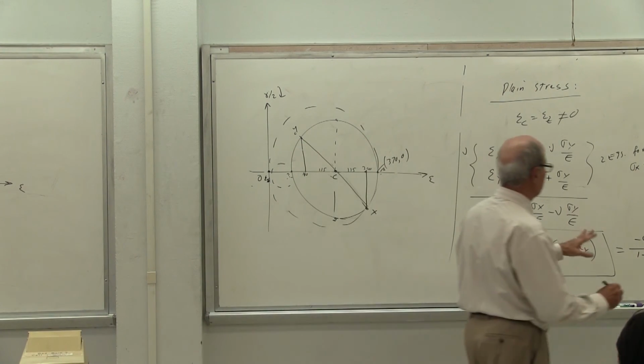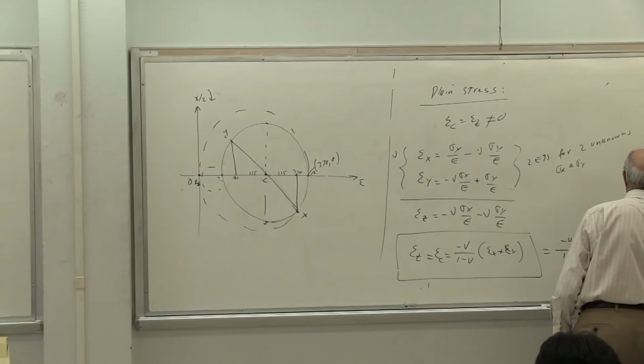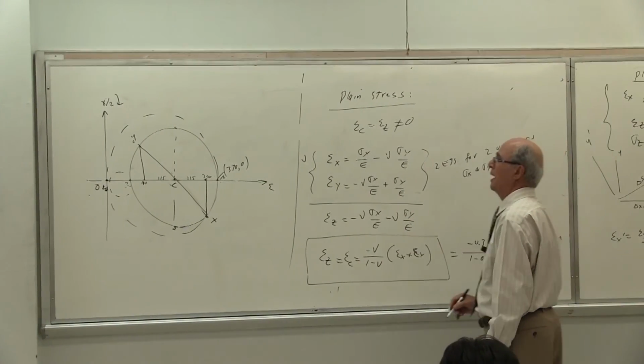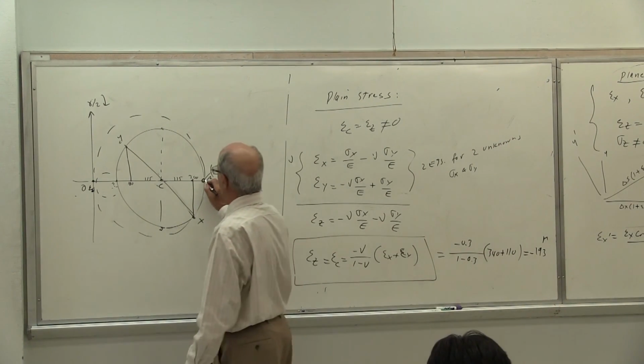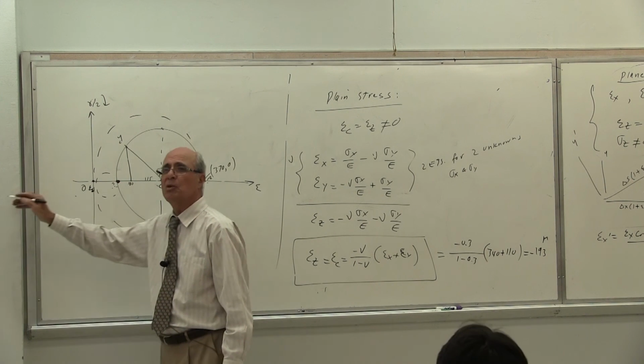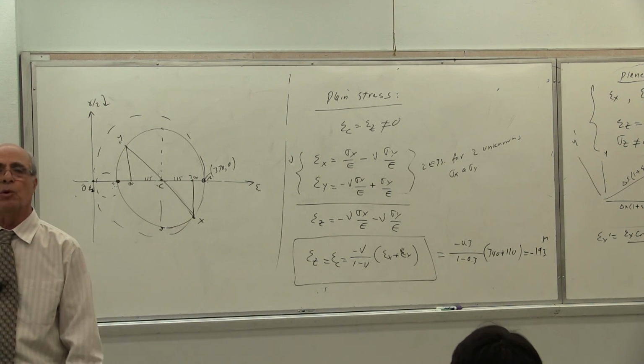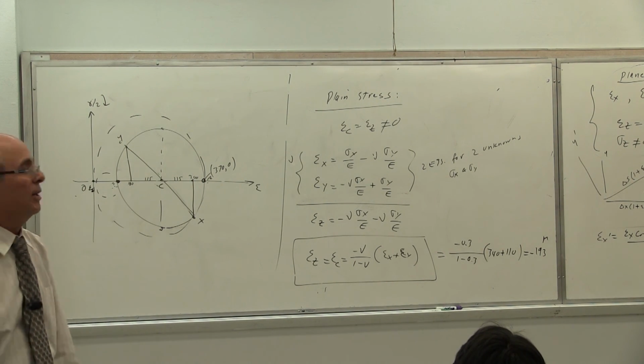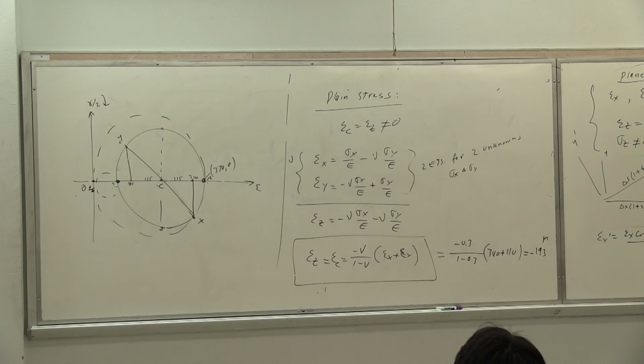But let me finish this one. This one becomes minus 190 micro, which is acceptable because this is in tension. Epsilon C must be in shortening mode. Is that correct or not? Yes? So therefore, this will be your three circle.